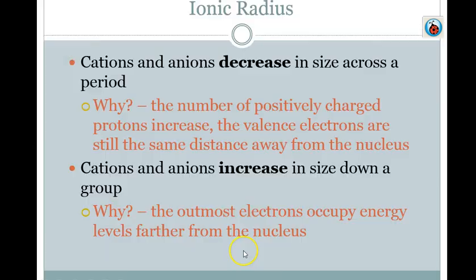Good. Moving on. Cation size decreases across the period. So saying the same thing over and over again here. Why? The number of positively charged protons increases. Valence electrons are still the same distance away from the nucleus. Cations, remember, they lose electrons, become smaller. Cation size increases down a group. Down a group, the same thing as the radius still applies. Going down a group, there are still energy levels added.